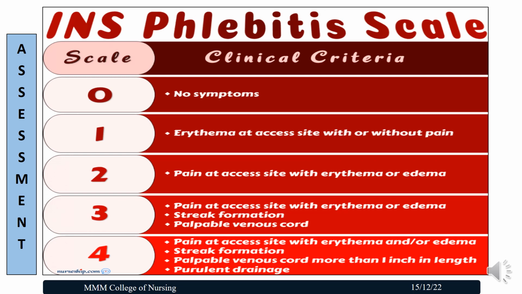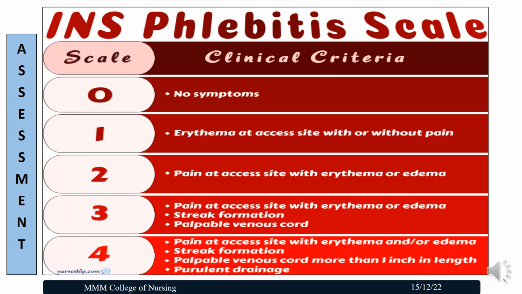So we have different methods to assess this phlebitis. We have different scales for assessing phlebitis. So one among them is the INS phlebitis scale, that is the Infusion Nurses Society phlebitis scale. They have categorized based on the score. It grades from 0 to 4 based on the signs and symptoms the patient shows, based on clinical criteria. So 0 indicates there are no symptoms. 1 indicates there is erythema at the access site with or without pain.